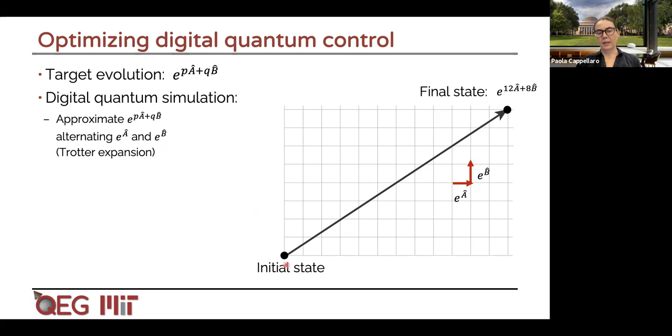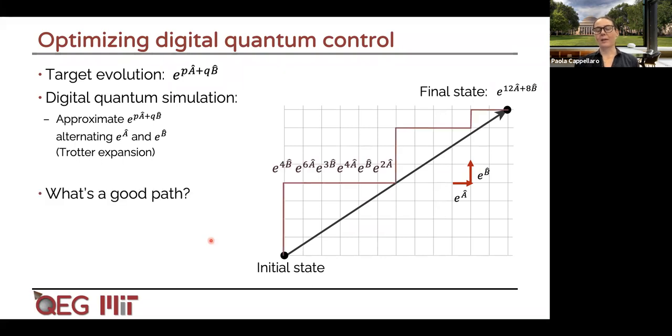And so here, if you want geometrically, is what we want to do. We want to start from this point, the initial state of the unitary operator, and arrive at a final state of the unitary operator. In this case, it was 12A plus 8B, just as a reference, but we can only go onto this grid, where the grid represents evolving under A horizontally, and evolving under B in a vertical direction. So of course, we can have many, many different paths.